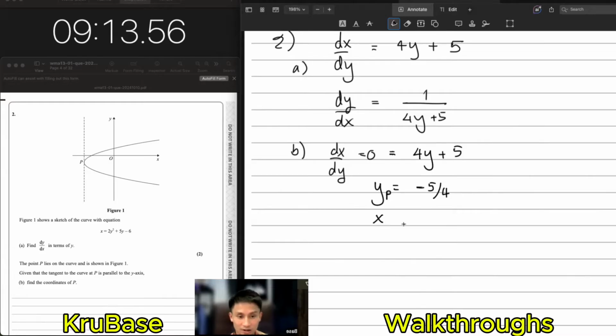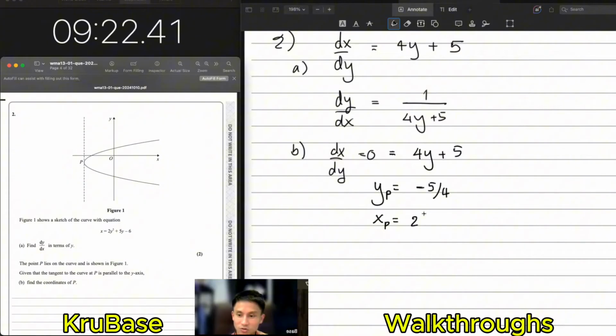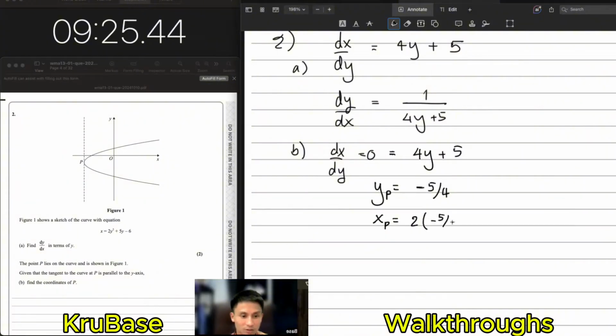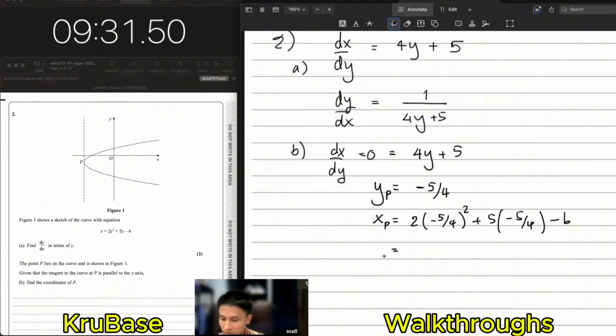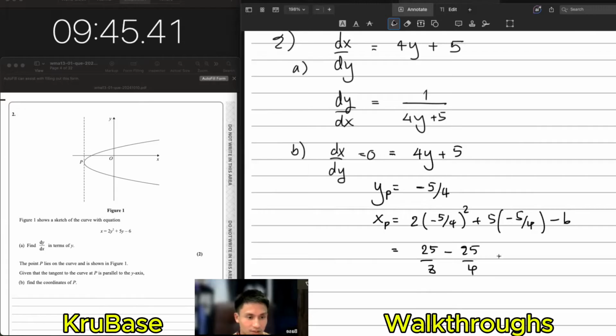So the x coordinate of point P would be just using the curve function there. So xp would be equal to using this main equation here. So 2 times y, which is found to be that, and then squared plus 5y minus 6. So I'm just gonna maybe put that in a, no, I don't need a calculator. So this is 25 over 16, so 25 over 8, right? Minus 25 over 4 minus 6.